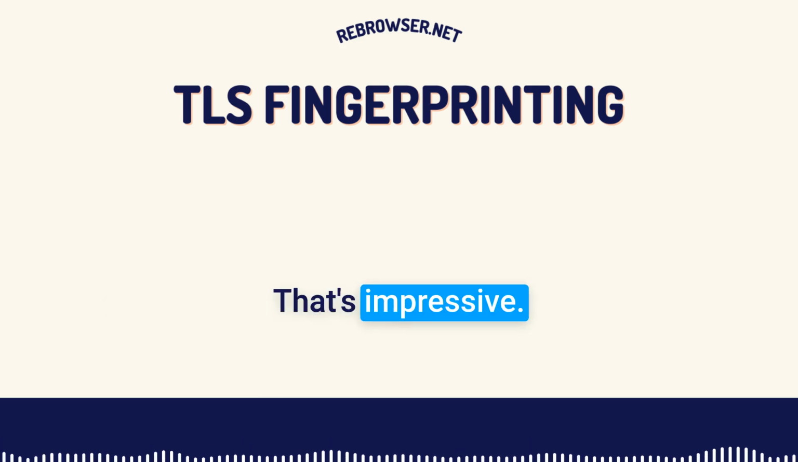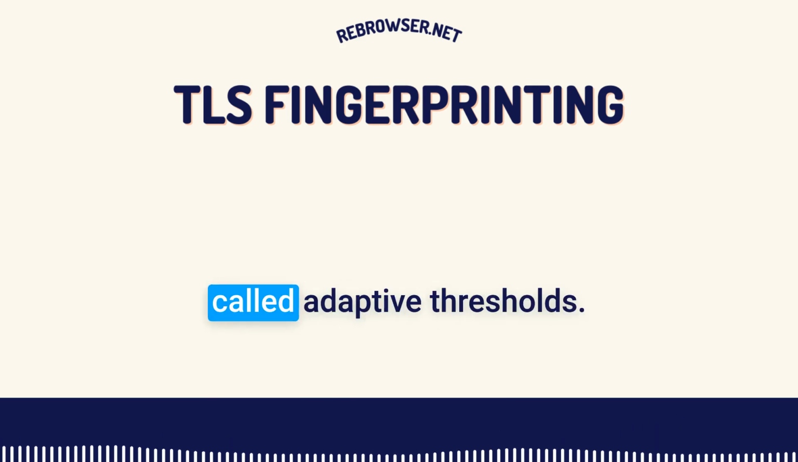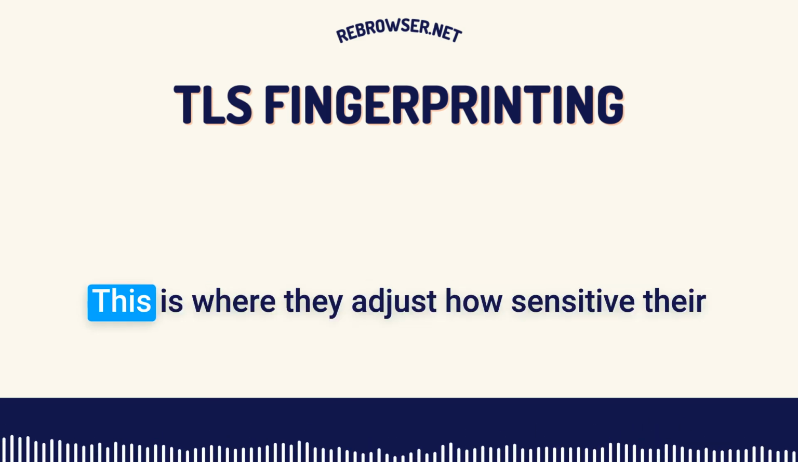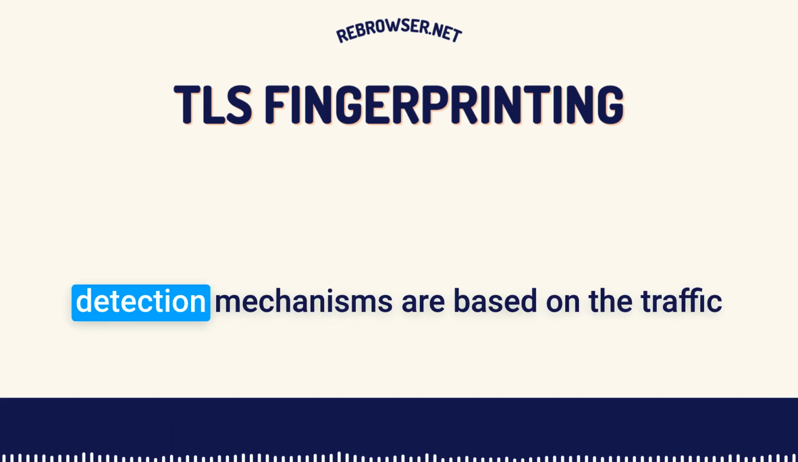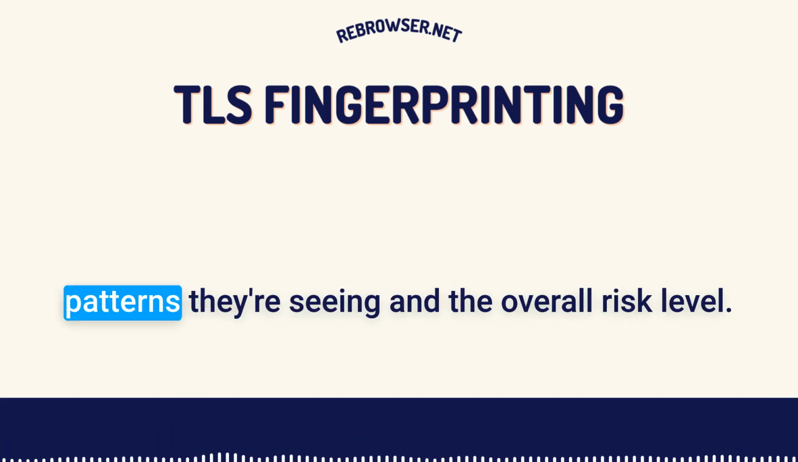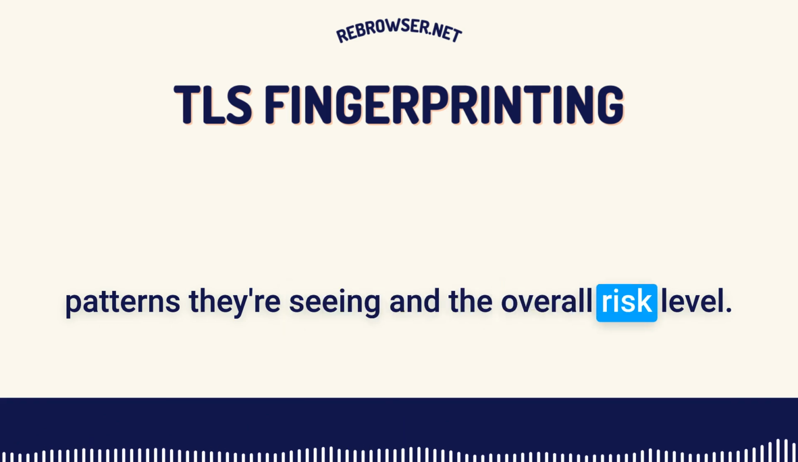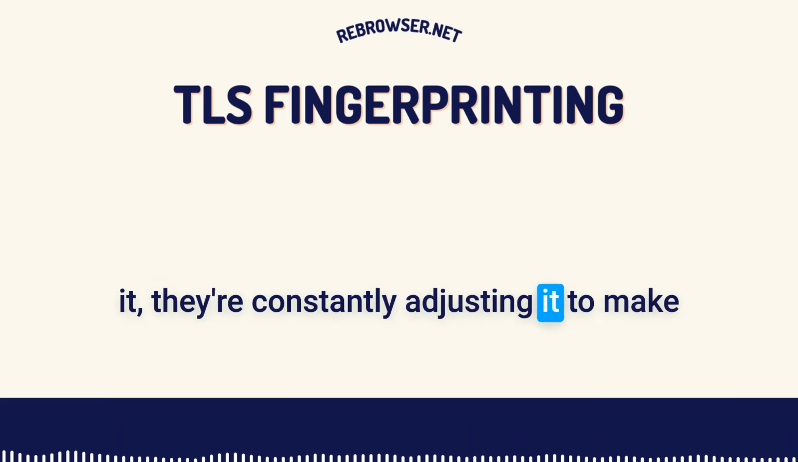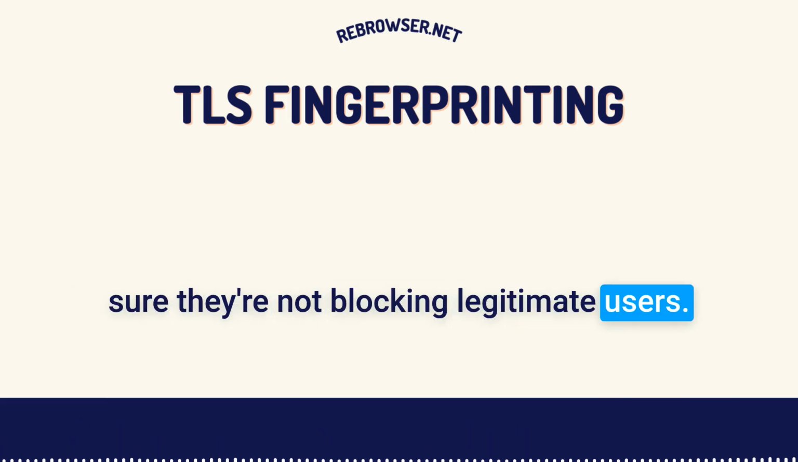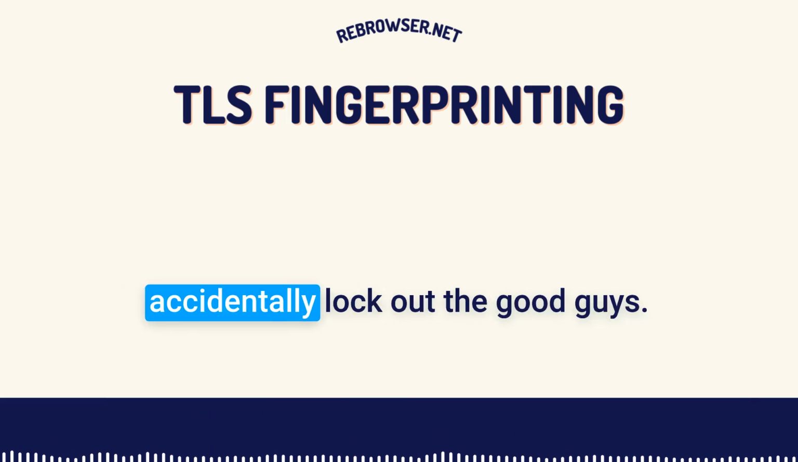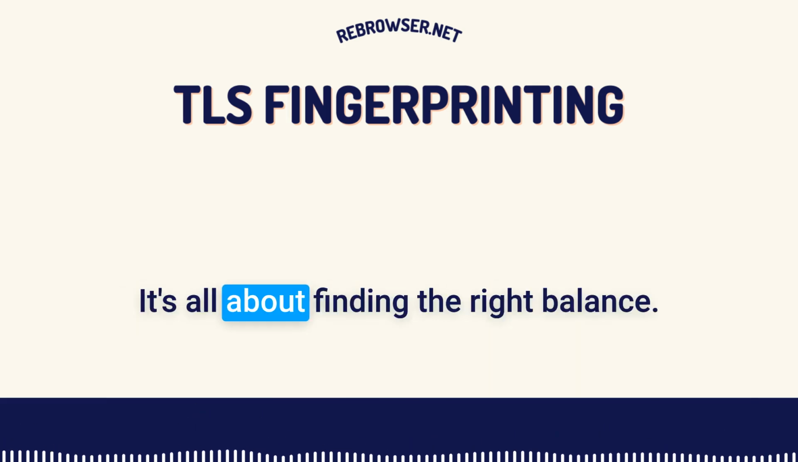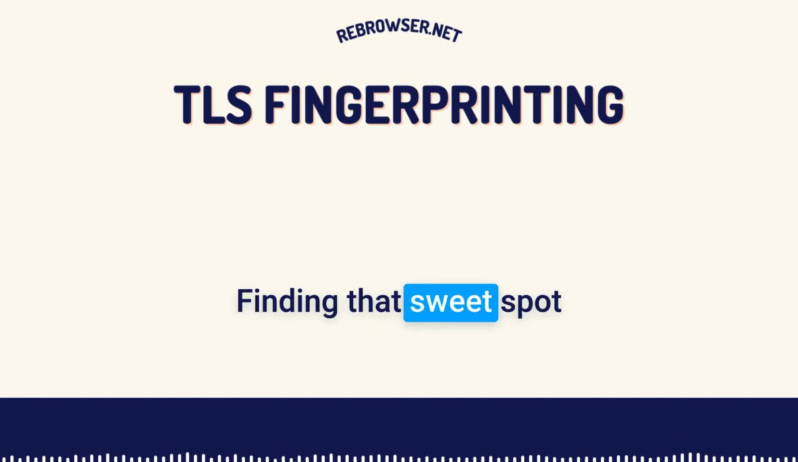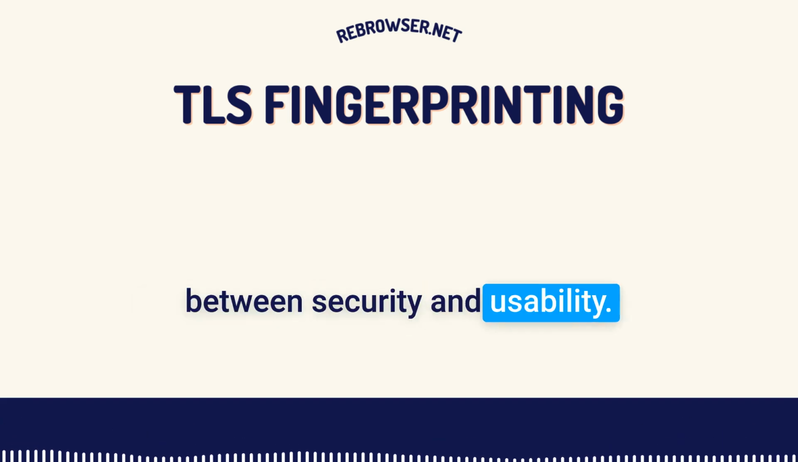That's impressive. And then there's something called adaptive thresholds. Okay. This is where they adjust how sensitive their detection mechanisms are based on the traffic patterns they're seeing and the overall risk level. I see. So they're not just setting it and forgetting it. They're constantly adjusting it to make sure they're not blocking legitimate users. Exactly. You don't want to be too aggressive and accidentally lock out the good guys. Yeah. It's all about finding the right balance. Right. Finding that sweet spot between security and usability.